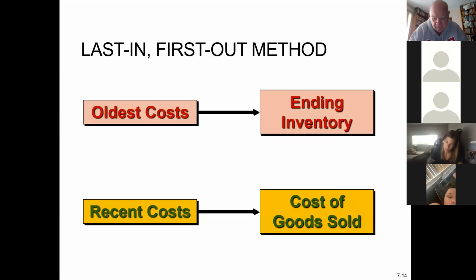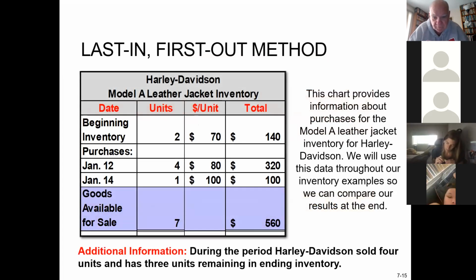So this grid here is the exact opposite of the page we saw earlier for FIFO. The more recent costs are going to go to cost of sales. Oldest costs are the ones still in your inventory. And I believe they said we're going to work with the same data. Okay, so here we go. We've got the same 4 units sold, I believe.